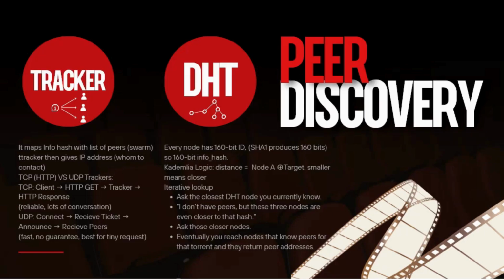It maps an info hash to a list of peers, also known as a swarm. The tracker then gives you their IP addresses so you know exactly whom to connect with. There are two types of trackers, TCP and UDP. TCP uses standard HTTP requests and responses. It's reliable but requires a lot of back and forth conversation. UDP is much simpler. You connect, receive a ticket, announce yourself, and receive the peers. It's fast with no guarantees, making it perfect for tiny requests.